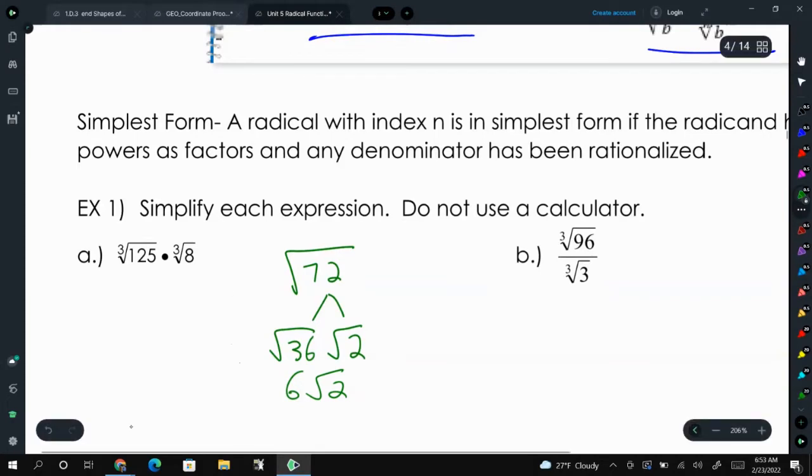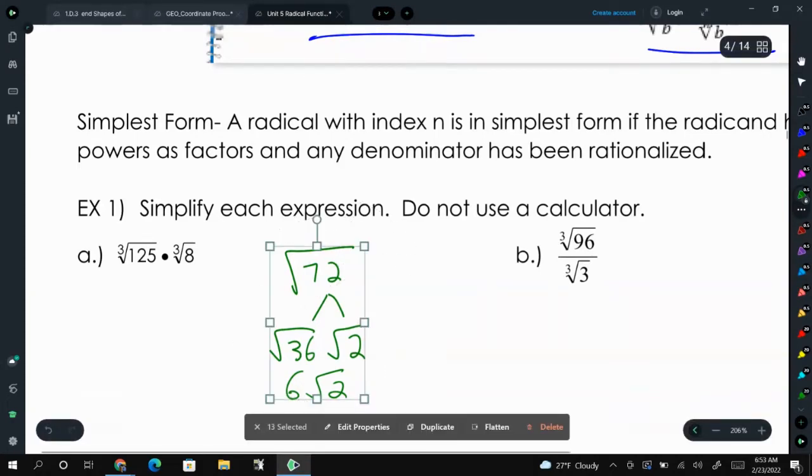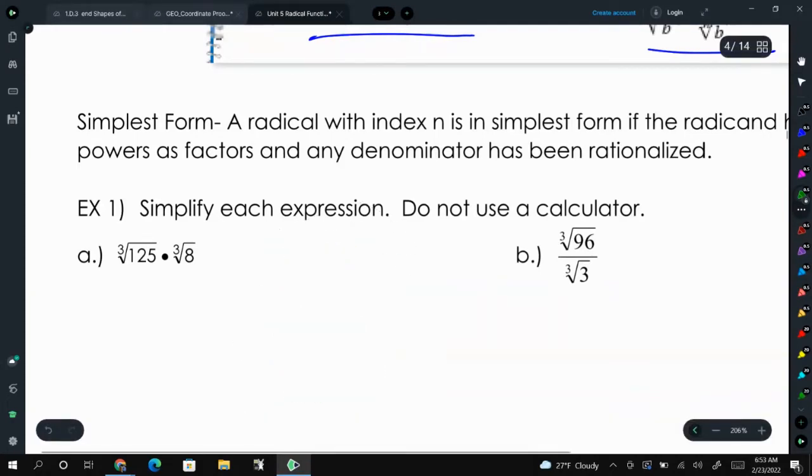Well, if we're doing third roots, we want to use perfect cubes. Or for fourth roots, we want perfect fourths. So let's look at this right now. Can we take the cube root of any of these? Well, the cube root of 125 is 5, and the cube root of 8 is 2. So this will equal 10.